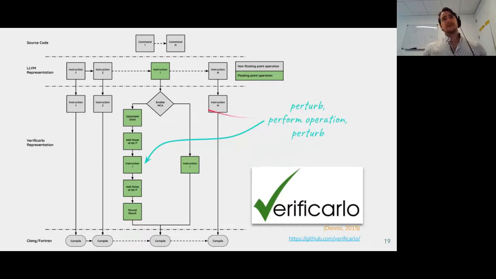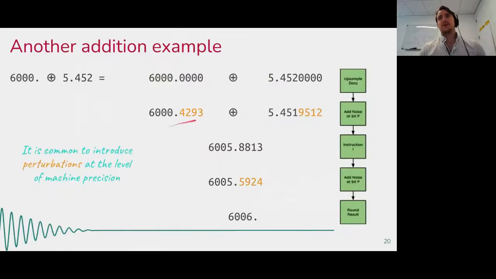But the premise is basically you have some source code, whether it's written in C or Fortran, or even in Python, but you're using a recompiled Python interpreter. And when this is being compiled, turned into assembly code, you take floating point operations and you add a little bit of a workflow to them. Now we're going to break down what this workflow turns into. So it starts with upsampling data. Then we're going to add some noise, do our instruction, add some noise, and round our results.